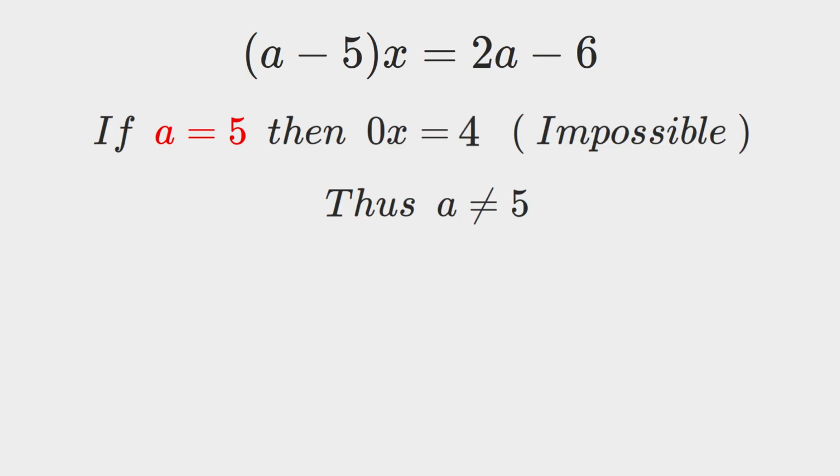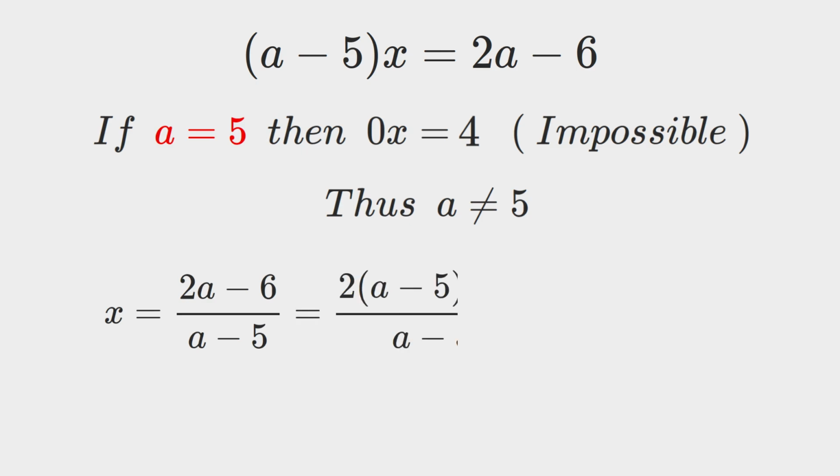Since a is not 5, we can safely divide both sides by a - 5 to get x = (2a - 6)/(a - 5). We can express the numerator as 2(a - 5) + 4. Splitting the fraction gives us x = 2 + 4/(a - 5).